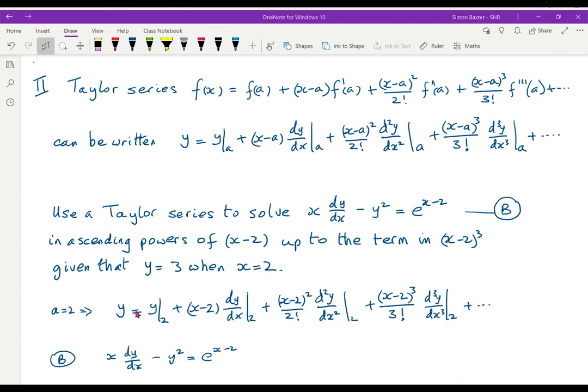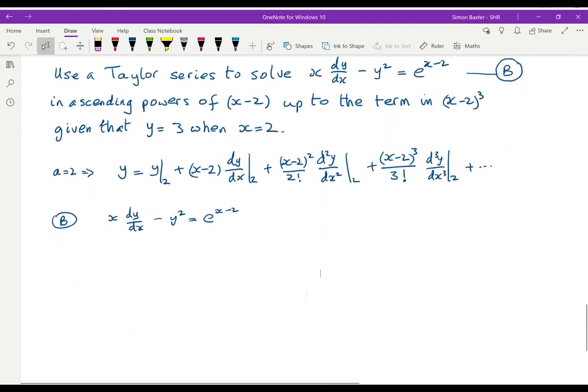So putting a equal to 2 gives us that y is the value of y when x is 2, plus x minus 2 times dy by dx when x is 2, x minus 2 squared over 2 factorial, d2y by dx squared when x is 2, and so on. There is my differential equation. And now we carry on in a very similar way to the previous one. We need the derivatives when x is 2.